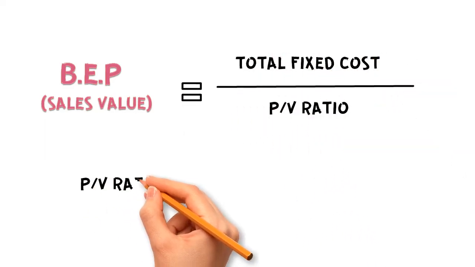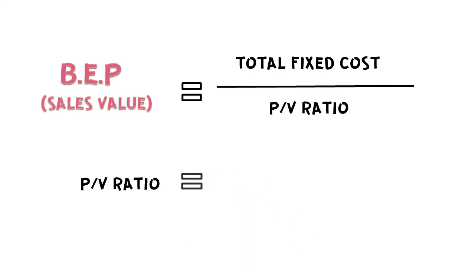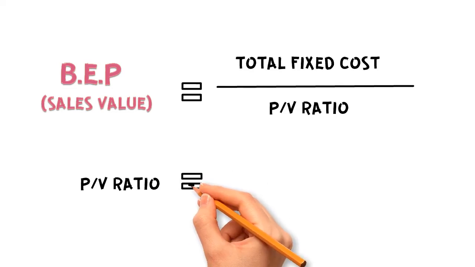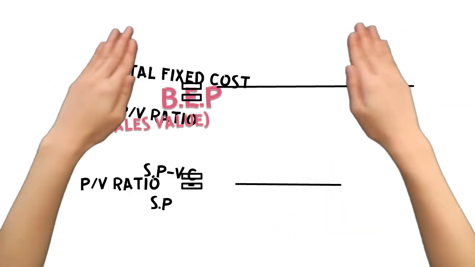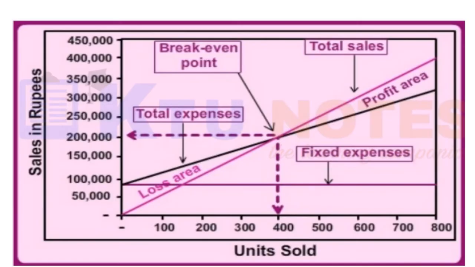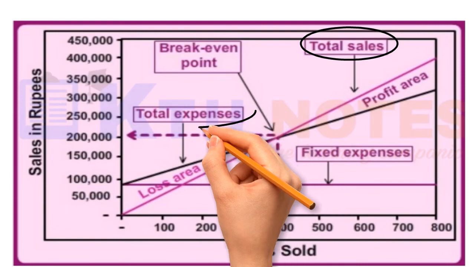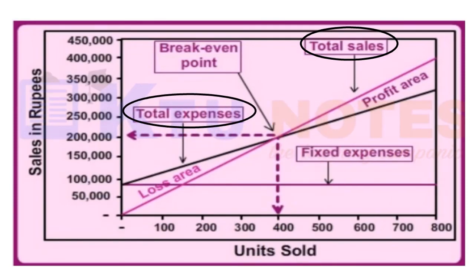PV ratio is the percentage by which the selling price or revenue per unit exceeds the variable cost per unit, or contribution margin as a percentage of revenue. You can see the graph here. You can see the total sales revenue line and total cost line. Both these intersect each other at a point. That point is called a break-even point.